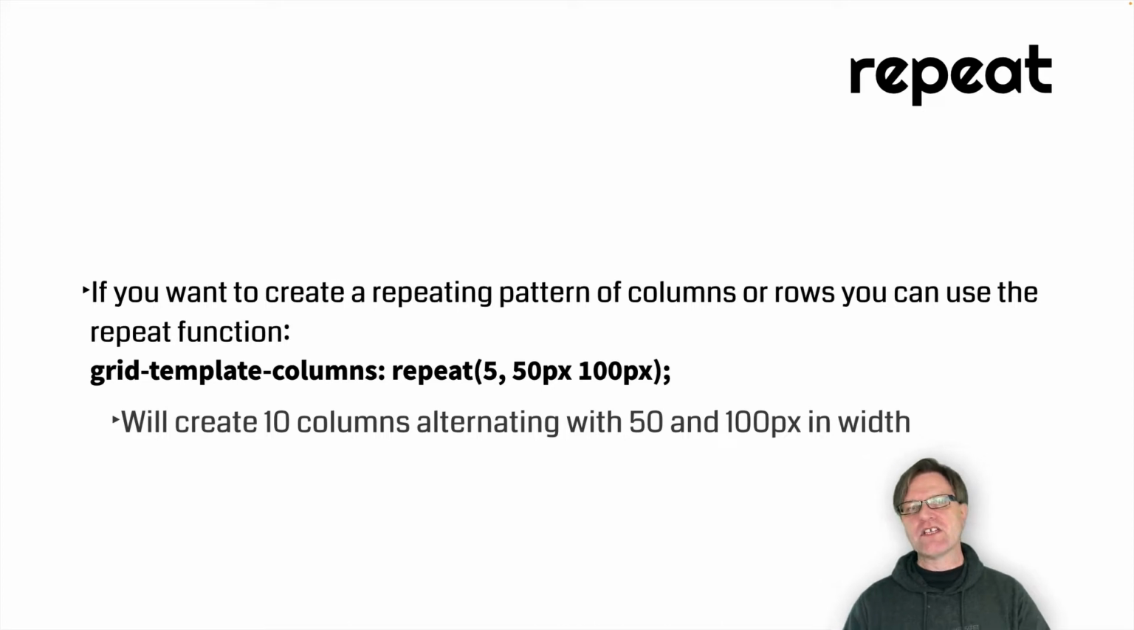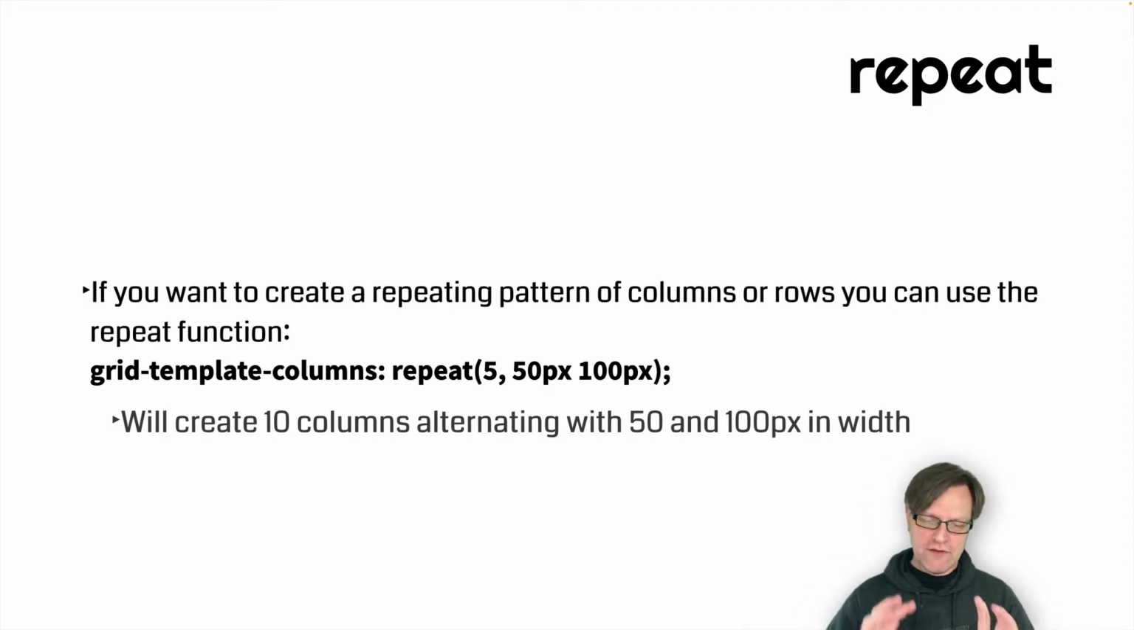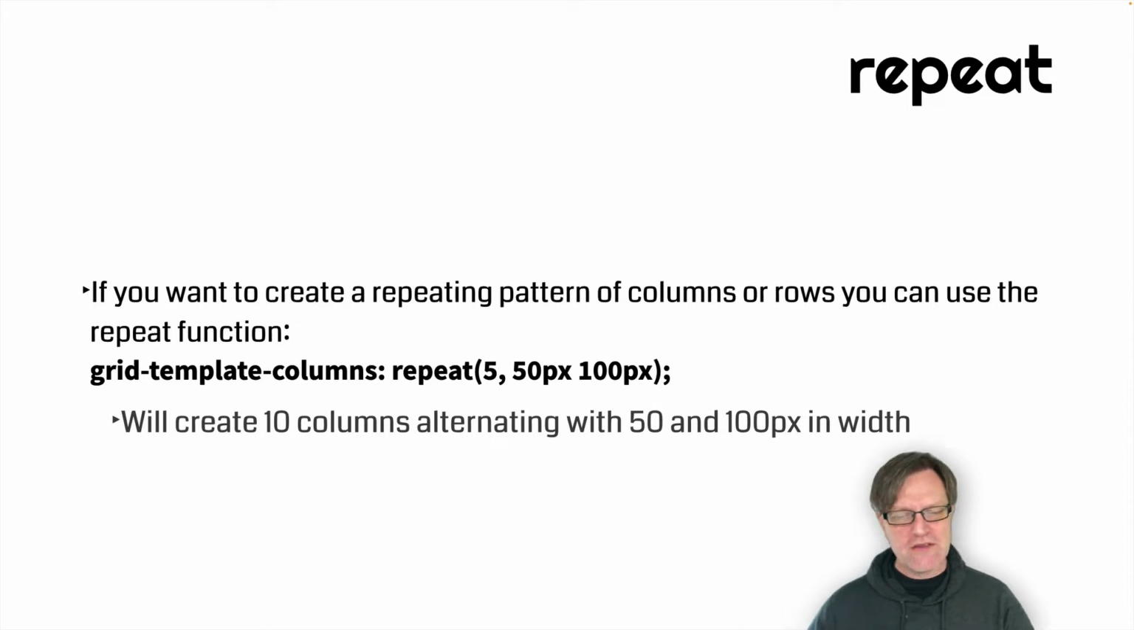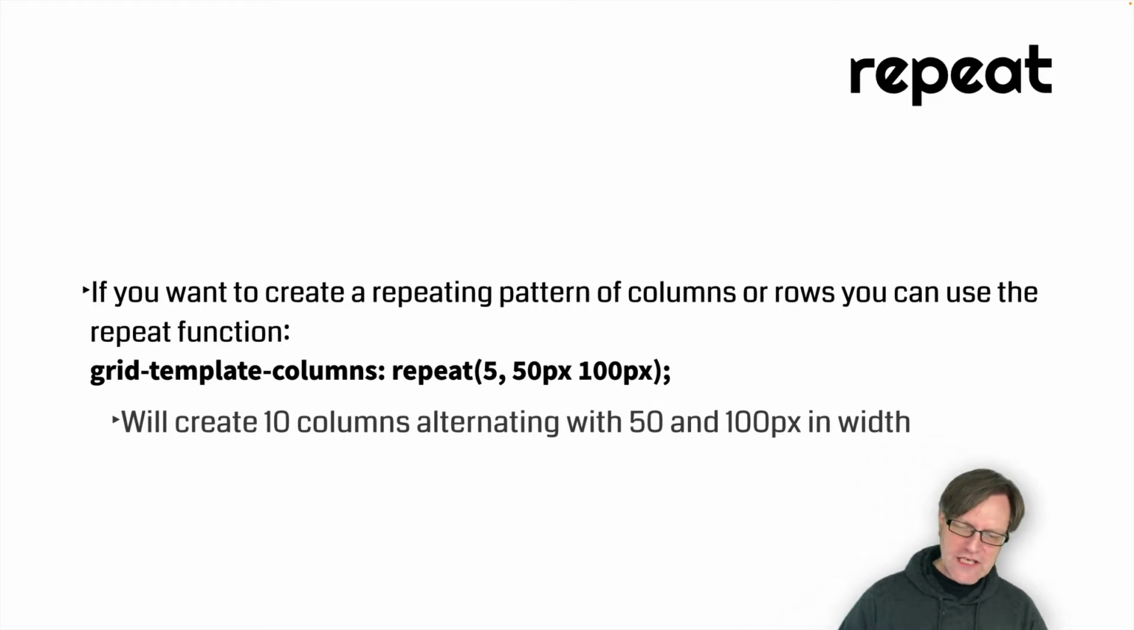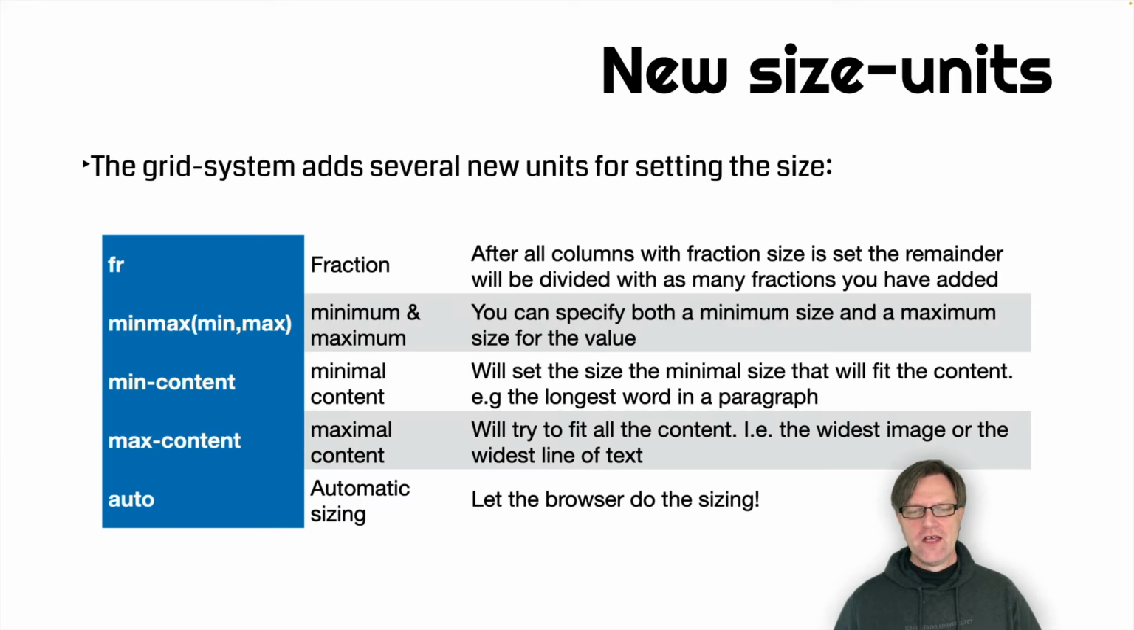And as you can see here in my example, you can have multiple columns in this case. And this means that it will repeat the two columns with 50 pixels and 100 pixels. So you will get alternating 50, 100, 50, 100, 50, 100, and you repeat that 5 times. So in this way, you can easily, using repeat, create these rows. And we can use this also to kind of automatically layout, but I will come back to that later on.